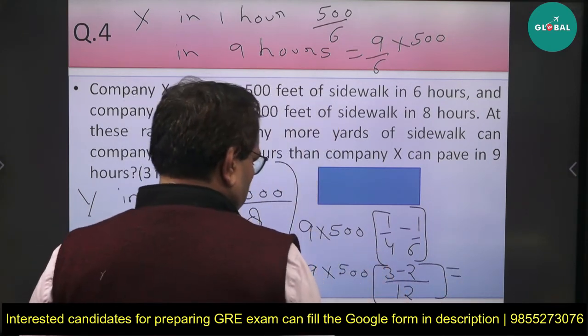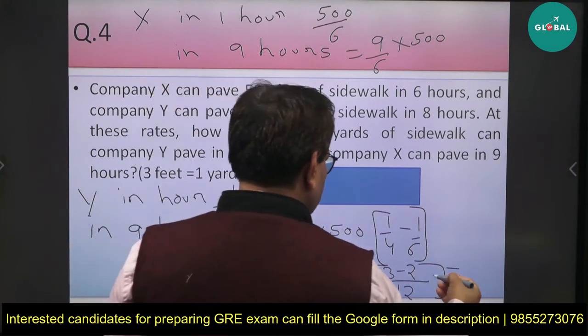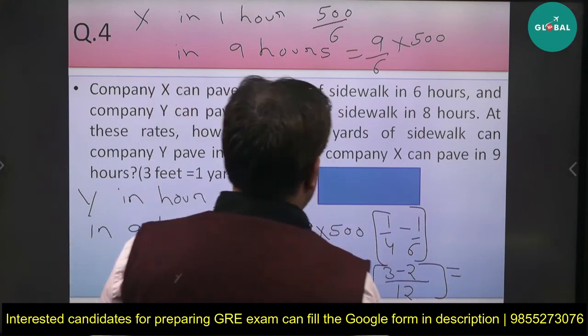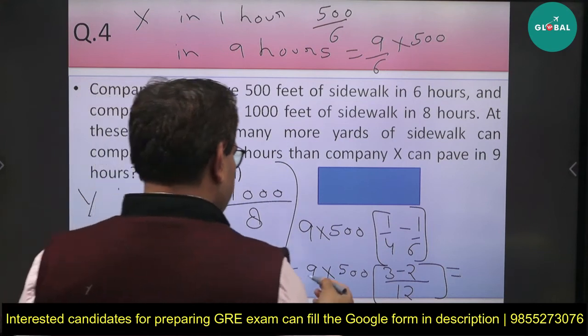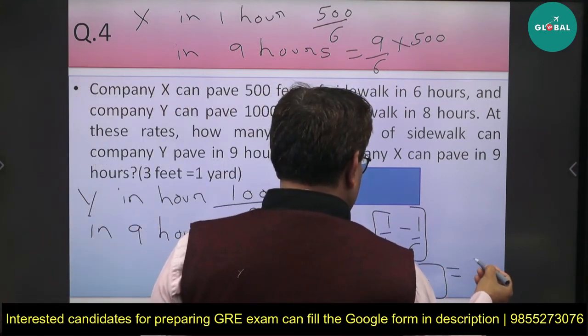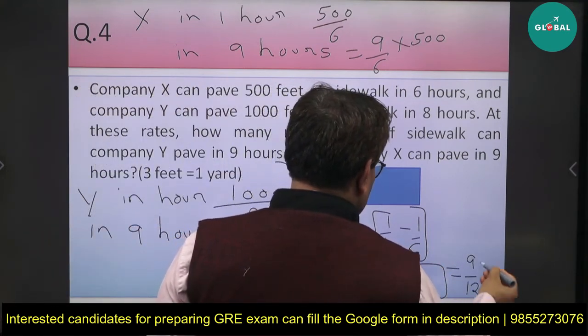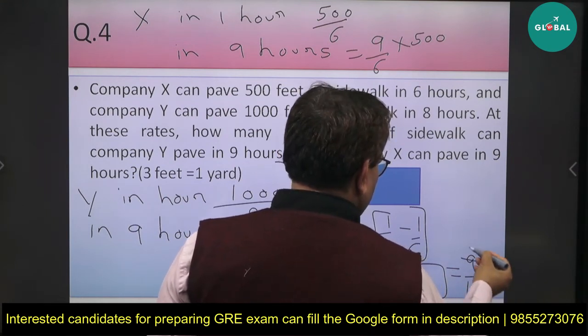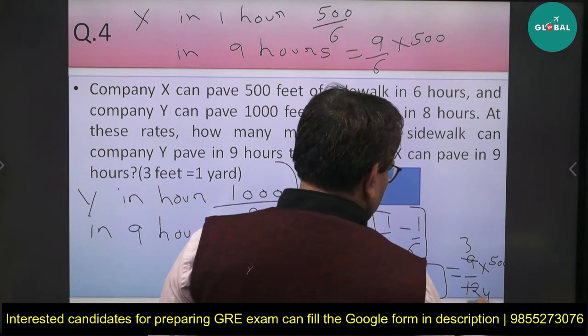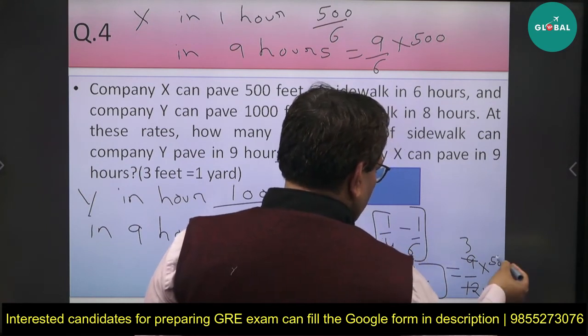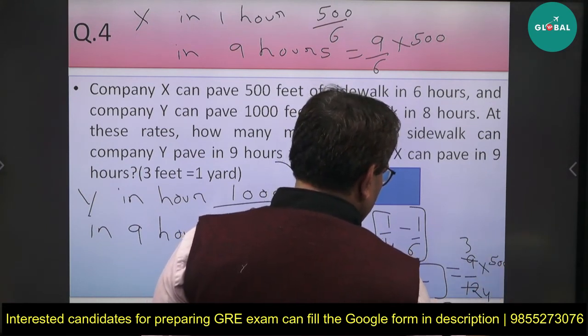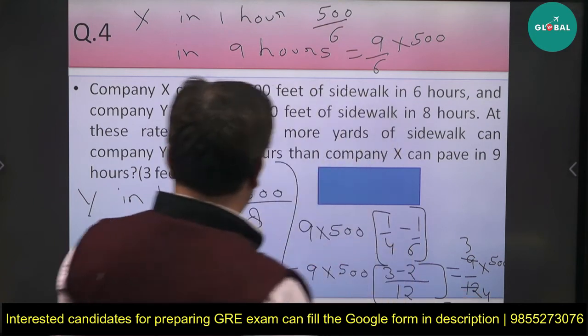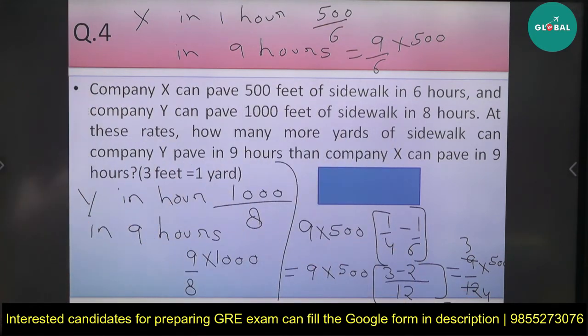So this is 9 upon 12 into 500. Okay, so equal to 125 into 3, 375. Just check the answer.